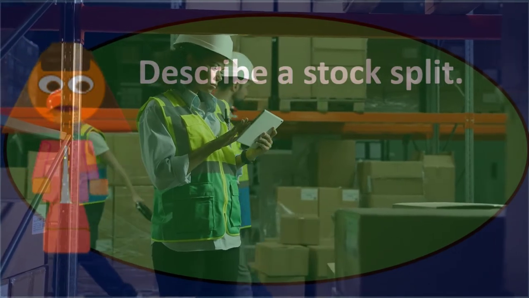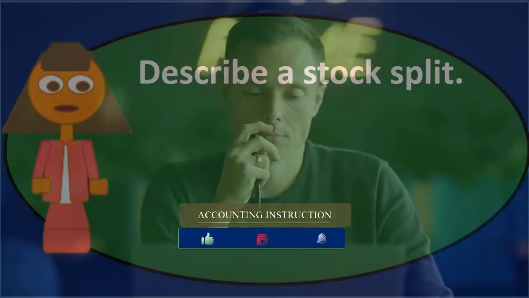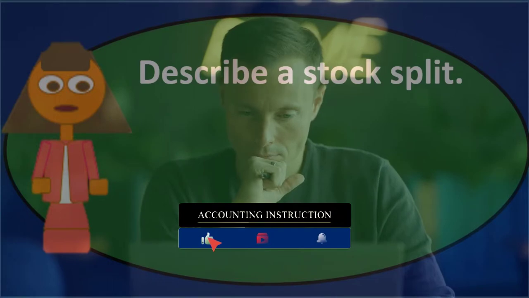If we had a 2-for-1 stock split, it would in essence mean that once the stock split takes place, if I then owned one stock, I would then get two stocks. I would then automatically have two stocks. If I had two stocks to start with, I would then have four stocks. It would split. Now, when we think about the stock split, we might think, well, why would we do that?